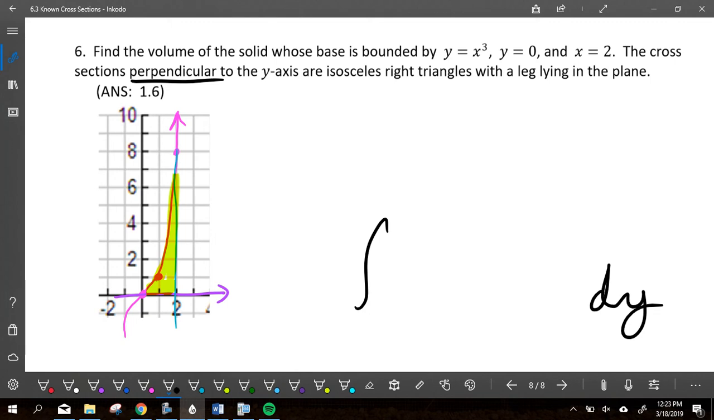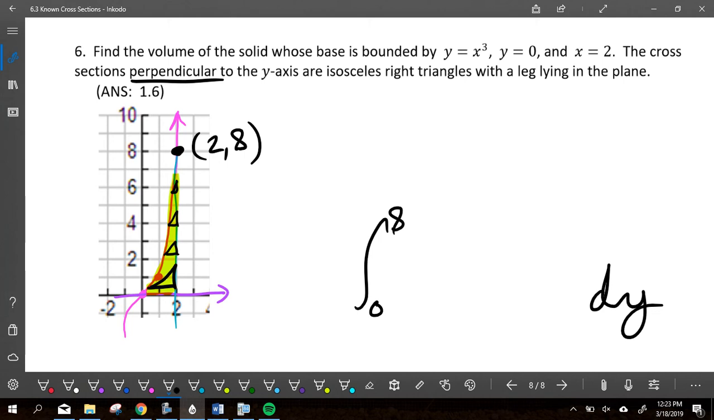From when until when am I going to draw my right triangle or my isosceles triangles? 0 from right here, that would be a triangle, and then I'd have another triangle right there and another one right here, and they would keep going up all the way to that point right there, which is 2, 8. And so the number I want there is the y value, 0 to 8. Makes sense where I'm getting these numbers from.